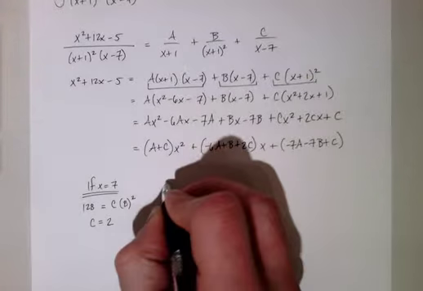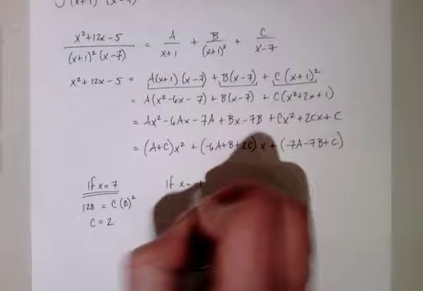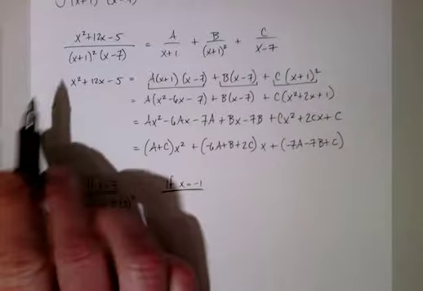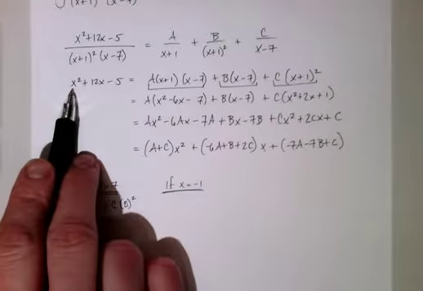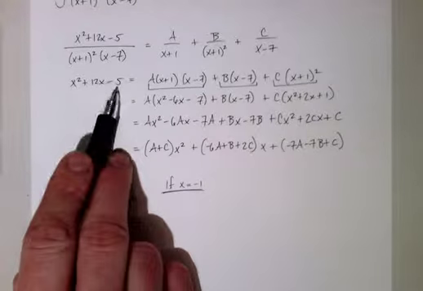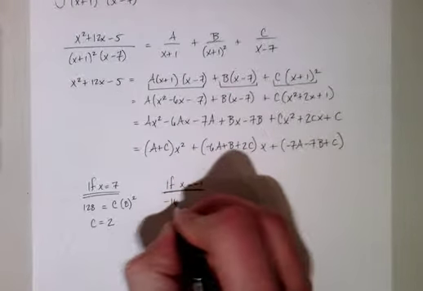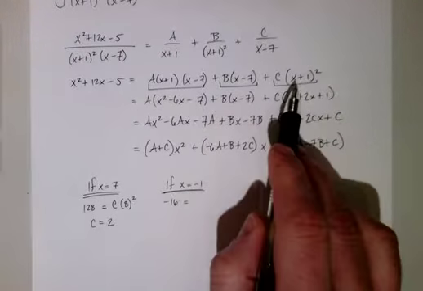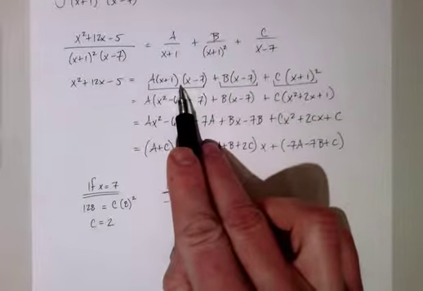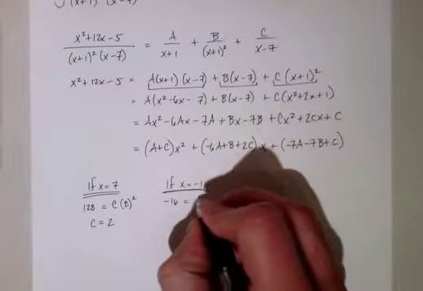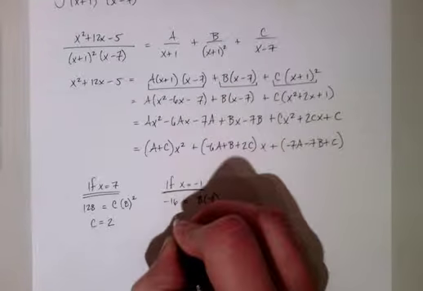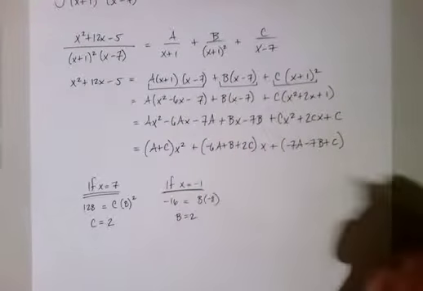Let's go ahead and do x equal to negative 1. Now, if x is equal to negative 1, that's 1 minus 12 minus 5, so that's negative 16. Okay, and of course, that's going to make this term and this term go bye-bye, and you're going to wind up getting b times negative 8, or b is equal to 2.